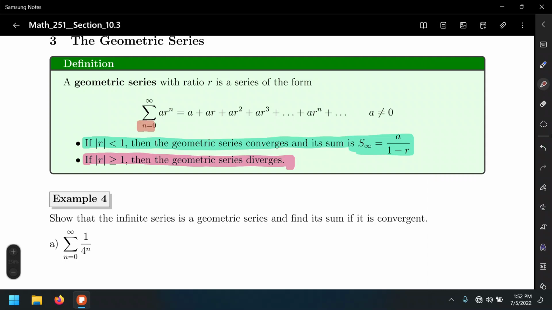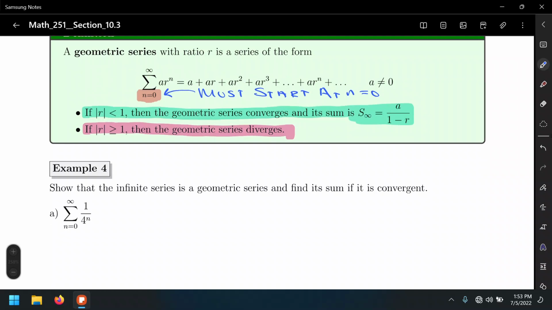For the geometric series, it must start at n equals 0. If the geometric series doesn't start at n equals 0, then we need to rearrange the given series by doing the process called shifting of index, which we will cover in a few minutes.